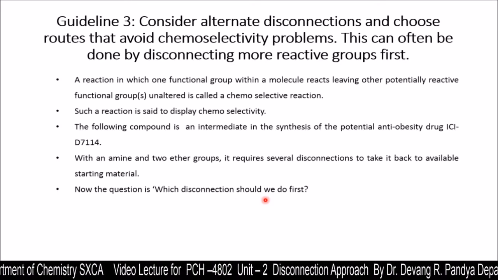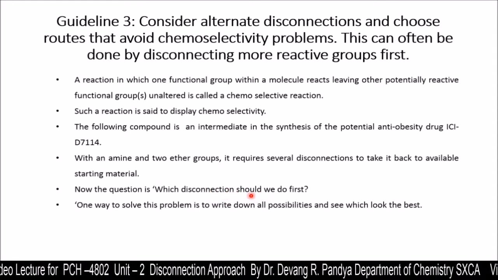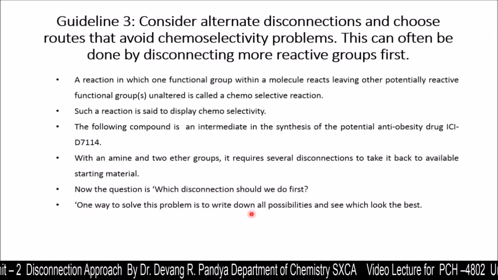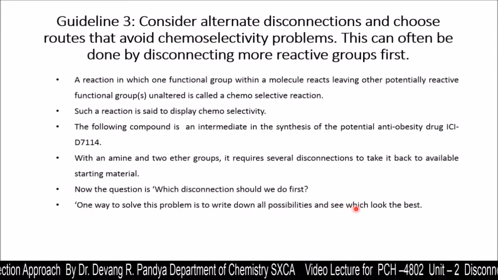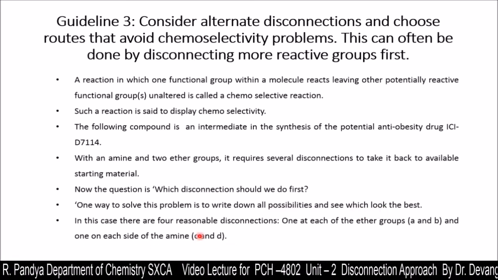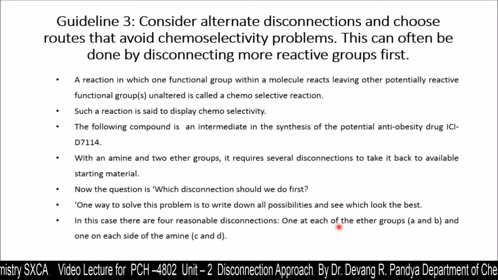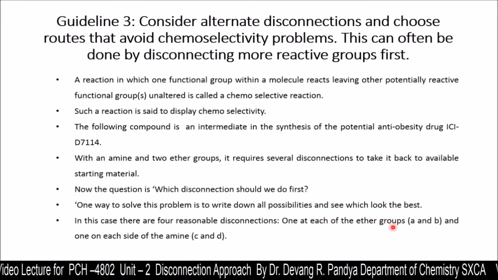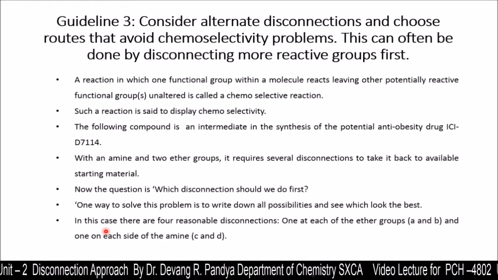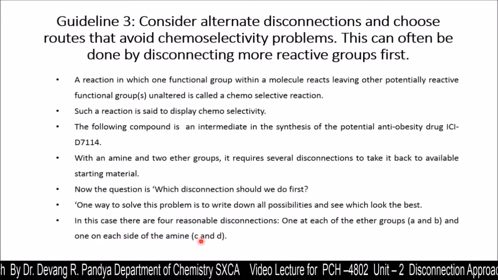So here many alternatives are there, and we need to choose the proper disconnection to get our starting material. One way to solve this problem is to write down all possibilities and see which looks the best. In this case, there are 4 reasonable disconnections, one at each of the ether groups, that is, the suggested routes A and B, and one on each side of the amine, that is, the suggested routes C and D.